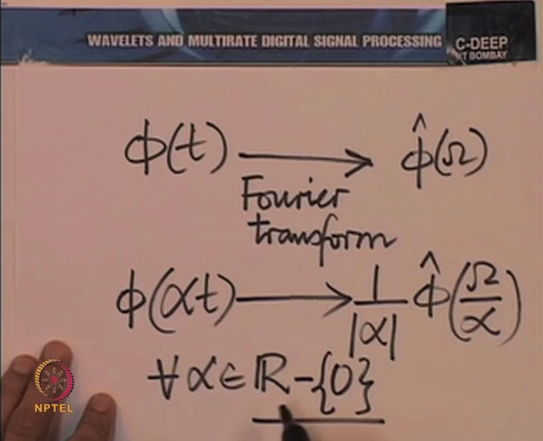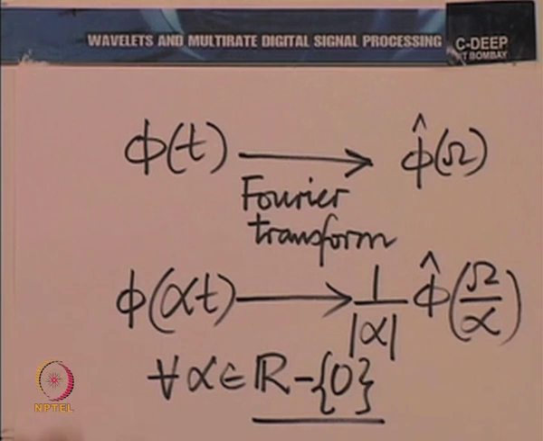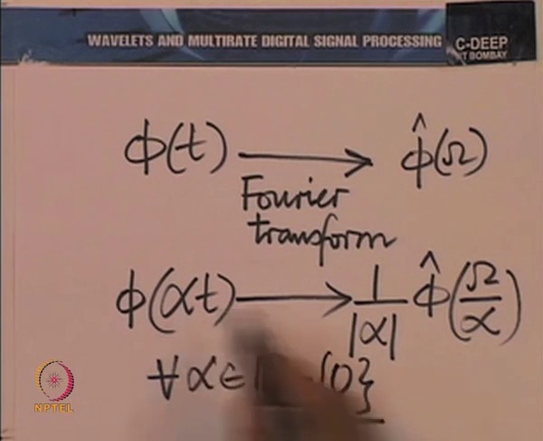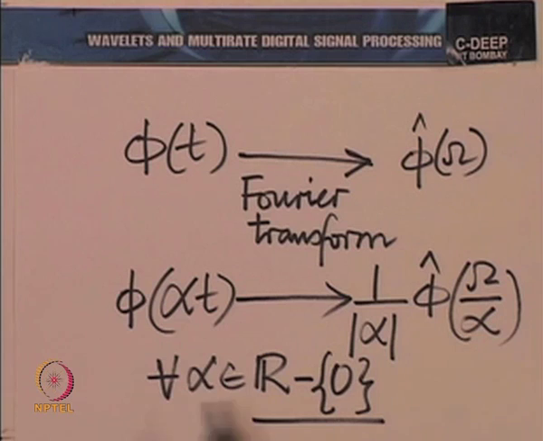This notation says all real numbers except 0. Of course, alpha can't be 0. So, even if alpha is negative, we can use this. In particular, if alpha is minus 1, we have a reflection of the Fourier transform as well. So, using this, we will now take care of the two so called distortions or modifications that we have made in phi, the translation and the dilation.